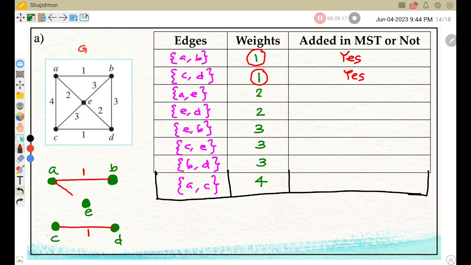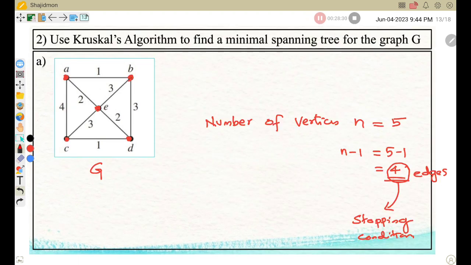A to E, one edge is there. Can we add? Yes, there is no circuit forming. So we can write yes. What is the weight of that one? 2. We can write 2 here. Okay, how many edges do we need to add? We have written here the stopping condition, 4 edges, correct? 4 edges added means it will stop the algorithm.